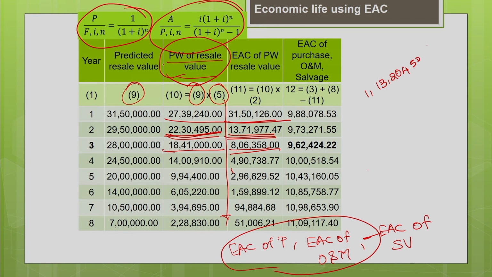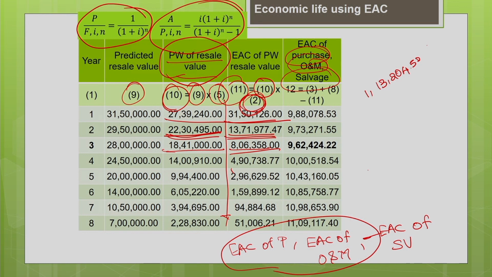Now, find the equivalent annual cost. How will you do that? You multiply the present worth, the column number 10, by the uniform series capital recovery factor, which you have calculated in column number 2. That will give you column number 11, the equivalent annual cost of the resale value. Now, for the total equivalent annual cost, you add the purchase price, your cash outflow, and operating and maintenance, which is a cash outflow, and subtract the cash inflow, that is your salvage value. That gives your total equivalent annual cost.